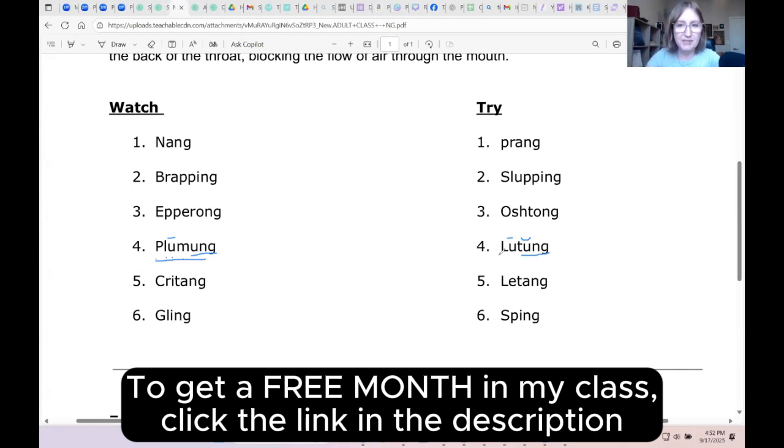So this first U is going to say oo because of the tap two rule. There's another vowel one or two doors down. This UNG says ung. So we have l, oo, t, ung: lutung, lutung. T-U-N-G right here sounds like the tongue that's in your mouth. Tongue, tongue. Okay, number 5.